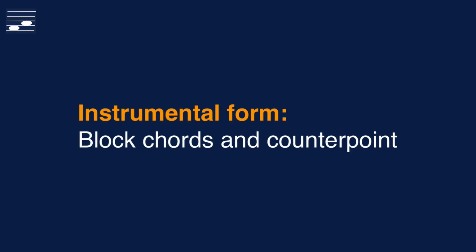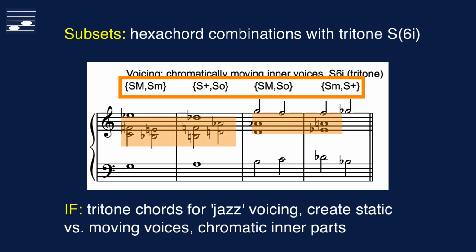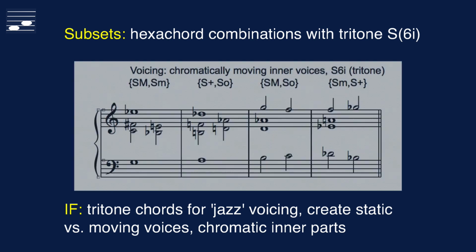I want to create a setting for jazz big band that plays block chords and counterpoint. For the block chords I select pitch class subsets from the given polychord continuity that strengthen the jazz flavor. So here are the triad combinations that yield chord structures with chromatically moving inner parts with tritones and more static sustained outer parts.